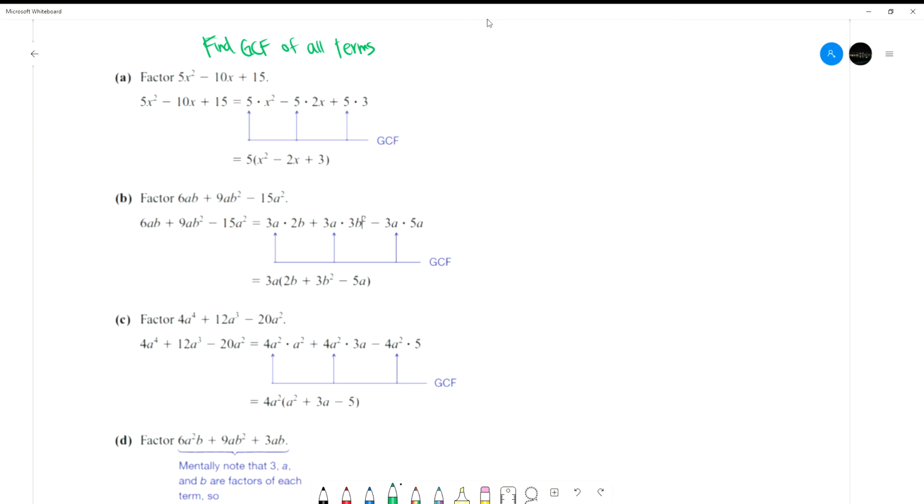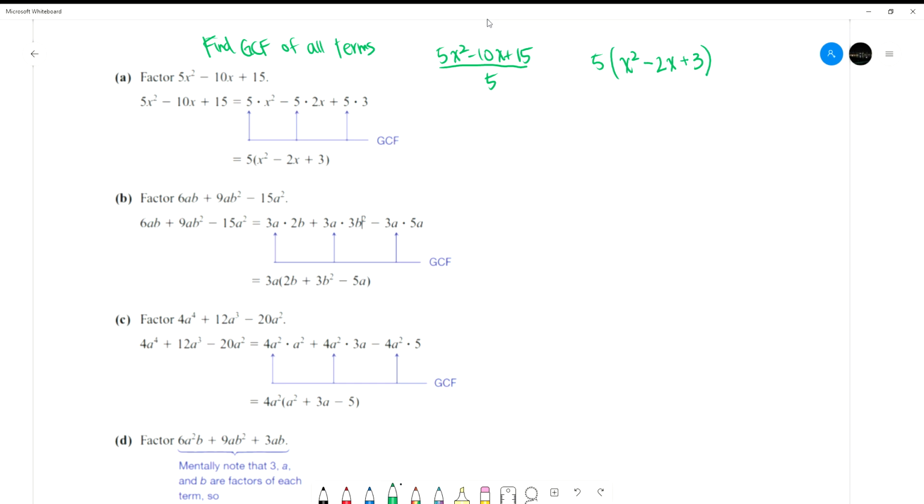Right below it, they show you how to do it. When you look at the video, you can even see that. So we have 5x squared minus 10x plus 15. We're going to divide that by the GCF 5, right? What do we get? We get 5 times, what's our first term? 5x squared divided by 5 is x squared, good. Our second term, negative 10x divided by 5 is negative 2x, and positive 15 divided by 5 is 3.